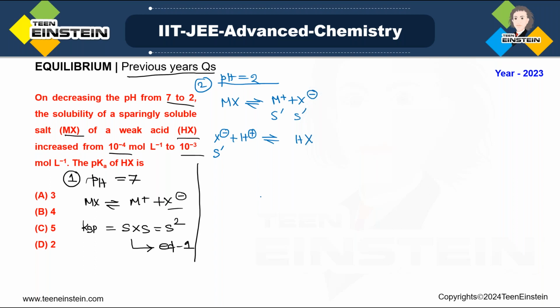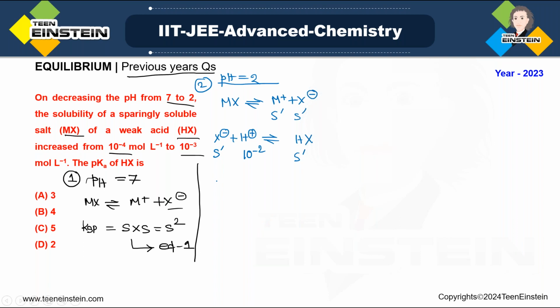Now what is the H plus concentration? H plus concentration, it is 10 to the power minus 2. Why? Because pH is 2. That means H plus concentration will be 10 to the power minus pH. pH is 2. So here H plus is present in excess. But as S prime is the solubility of X minus, the amount of Hx that will be produced, that is also S prime. Now for this equilibrium, we will write the Ka.